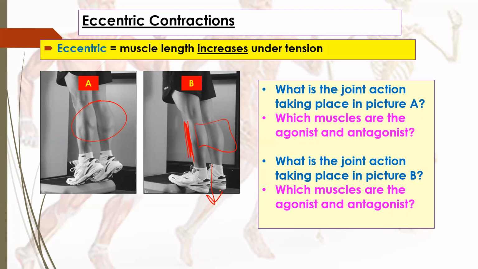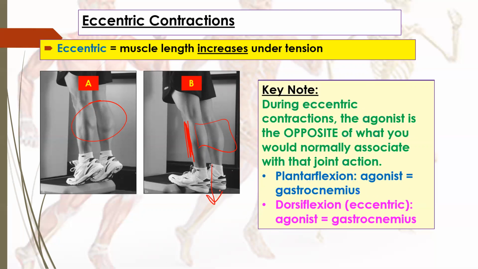Which muscles are the agonist and antagonist in that example? Well, they're pushing up. So the agonist must be the gastrocnemius, the antagonist must be the tibialis anterior. And you would normally associate, if you're just sitting down and then bring those toes up towards your knee, that movement or joint action there would just be the opposite. So the tibialis anterior would be the agonist, and the gastrocnemius would be the antagonist. But during eccentric contractions, the agonist is always the opposite of what you'd normally associate with that joint action. Now read that through again carefully, because it's a key rule.